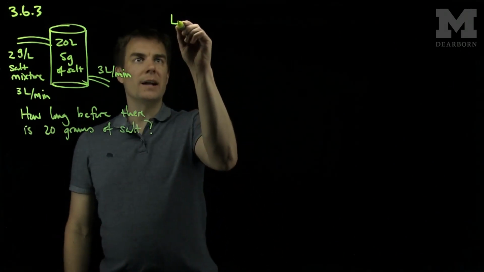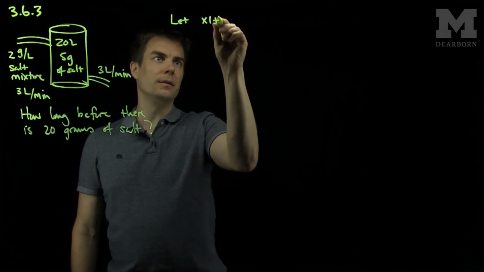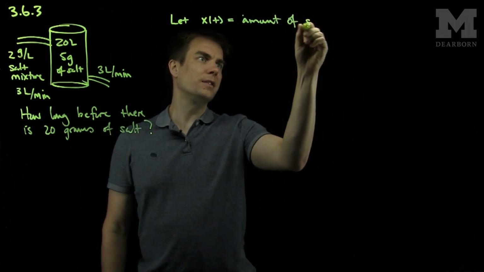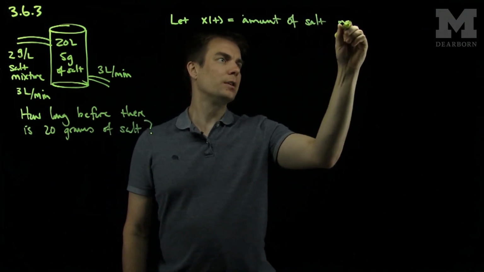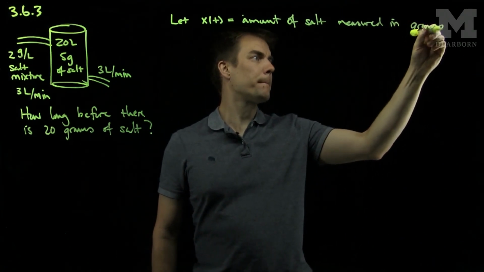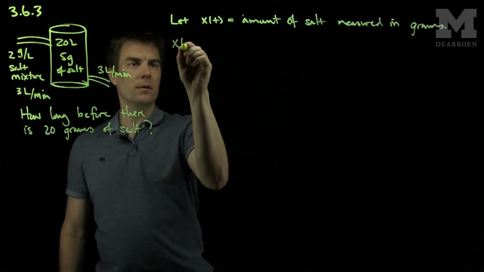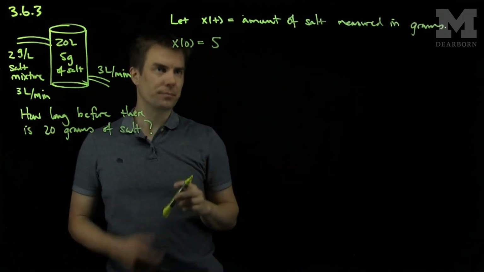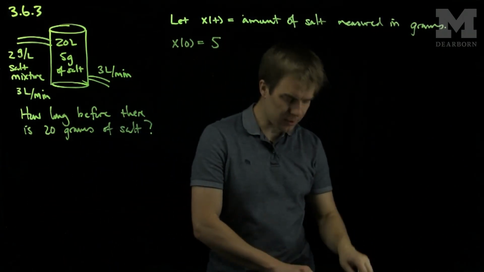So what we'll do is we will let x of t be the amount of salt in the tank measured in grams. Then x of 0, the amount of salt initially, is 5. Now we write down our standard differential equation.